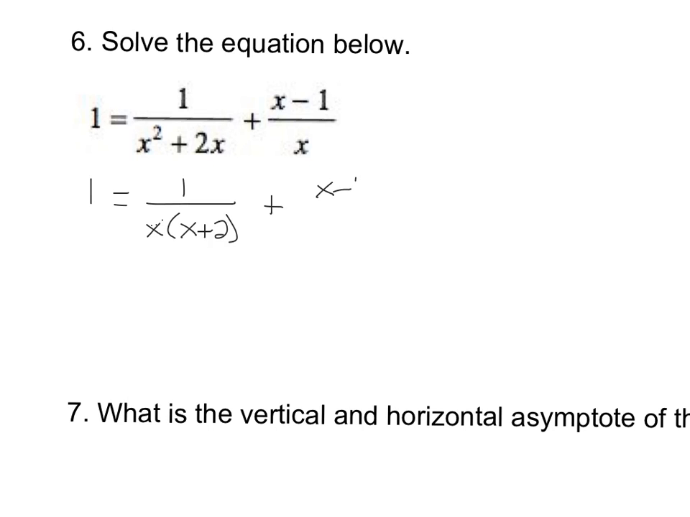Plus x minus 1 over x. So now if I'm looking for the LCD of x and x plus 2 and x, it's simply going to be x and x plus 2. So the way we solve these rational equations is we're going to try to multiply all the tops by this LCD. So I'm going to multiply each one, just the tops, by x and x plus 2, because that's what we said our LCD is.